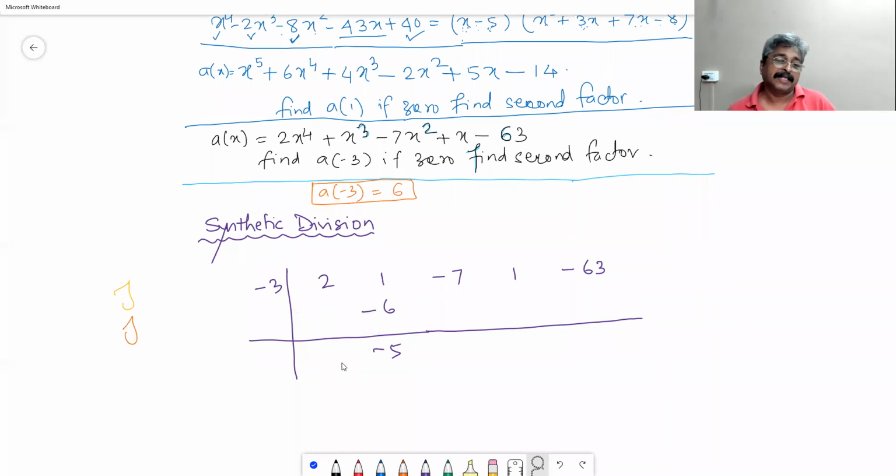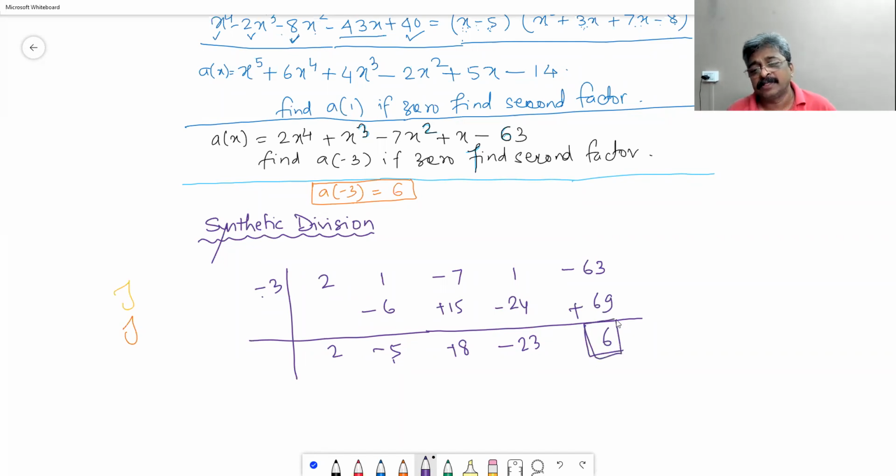Okay, you pull this number as it is down, multiply it by minus 3, make it minus 6, add them, minus 5, this multiplied by minus 3, plus 15, add them plus 8, then 8 times minus 3 is minus 24, add minus 23, minus 23 times minus 3 is 69, makes it 6. So the last number is your remainder, and this is your quotient polynomial.